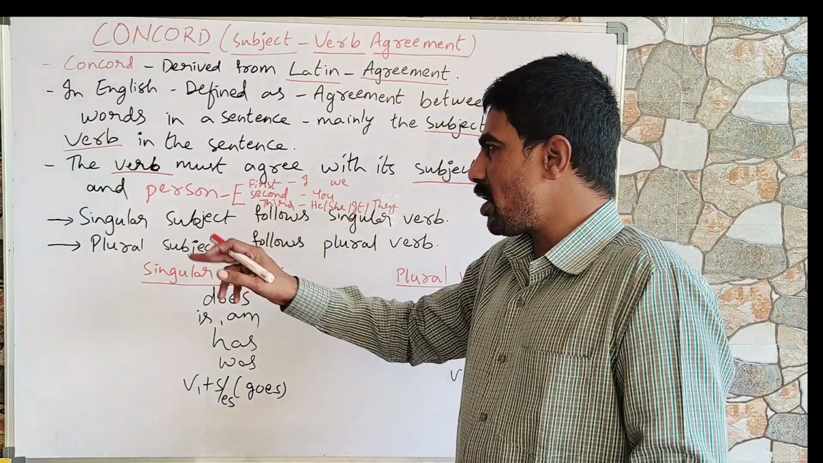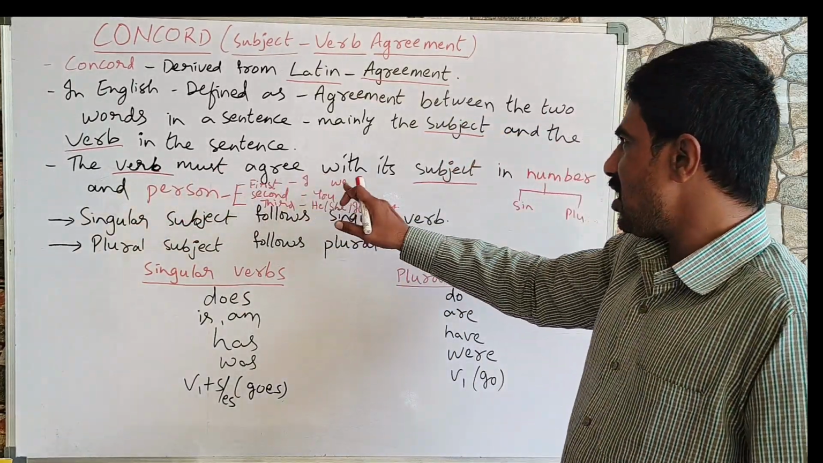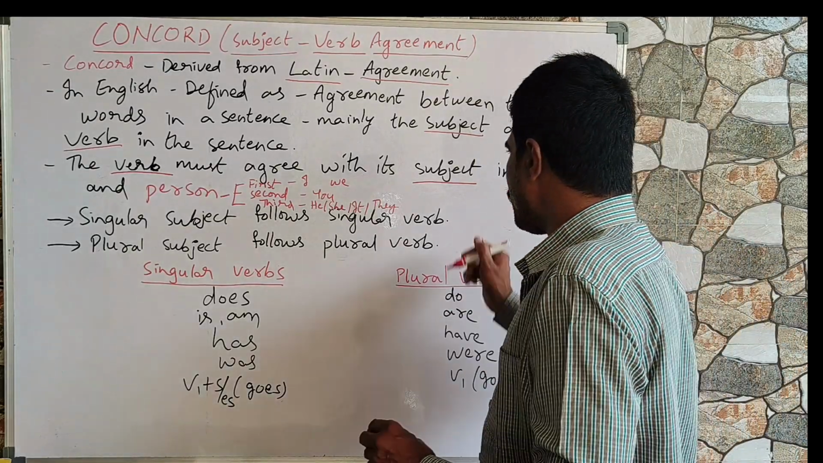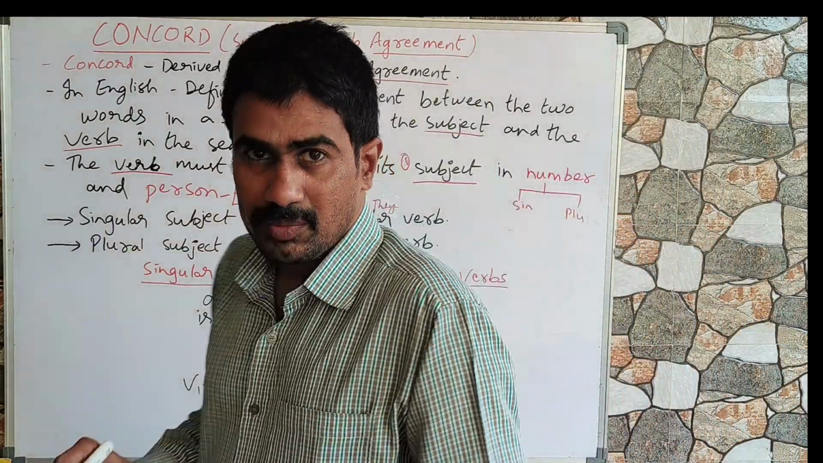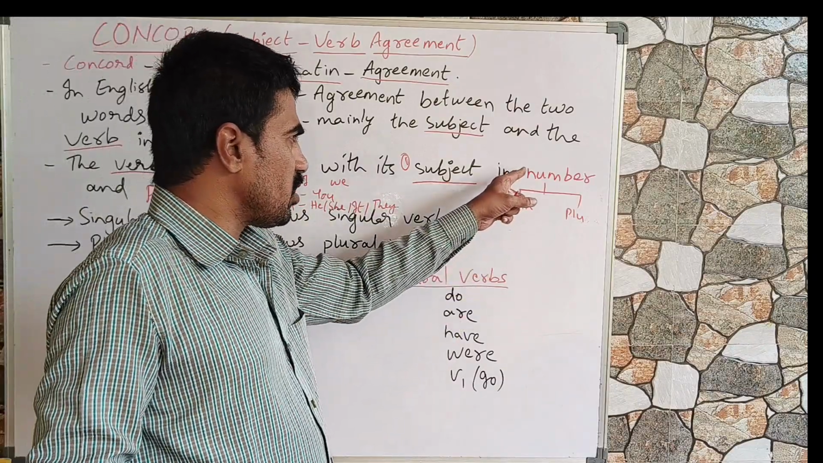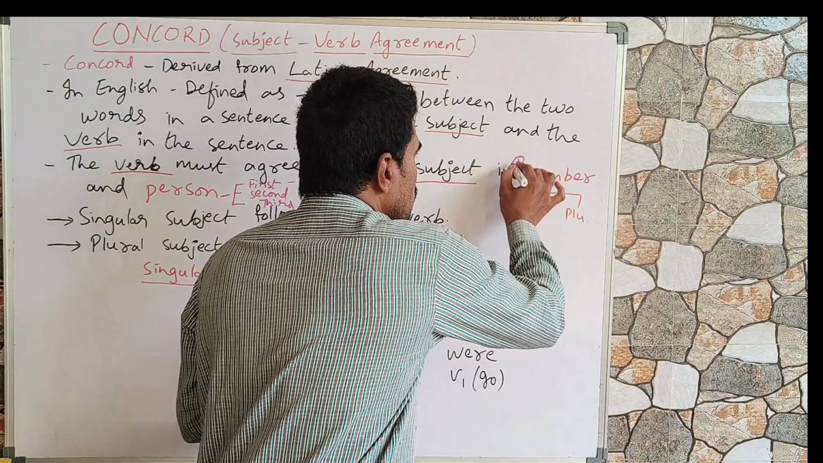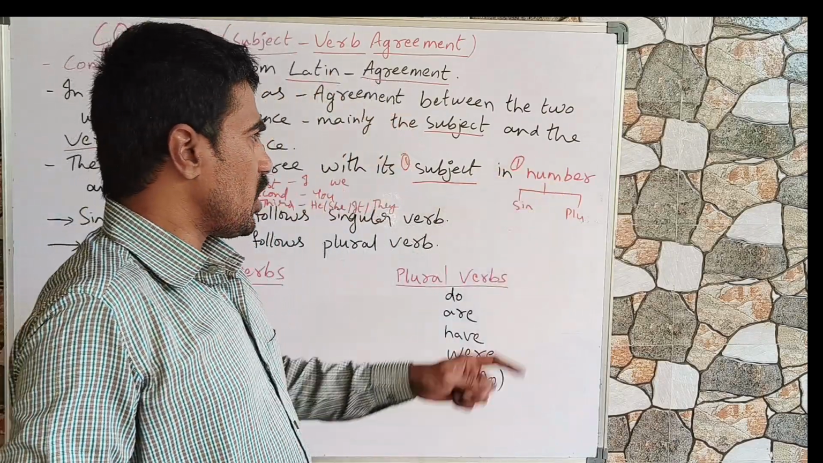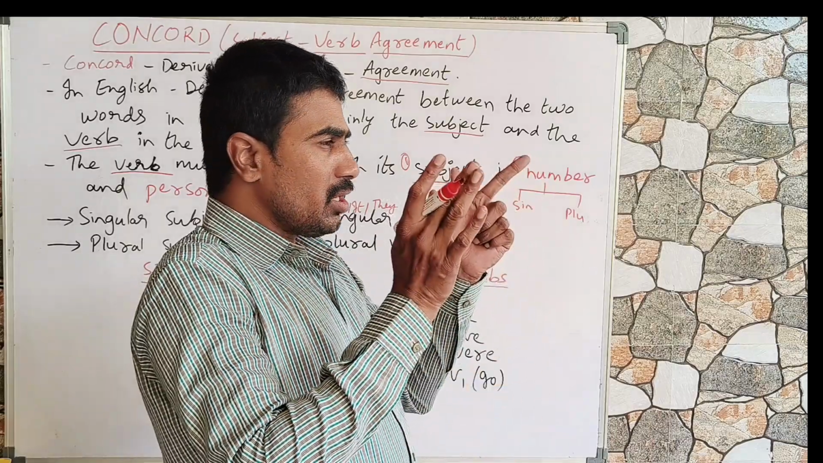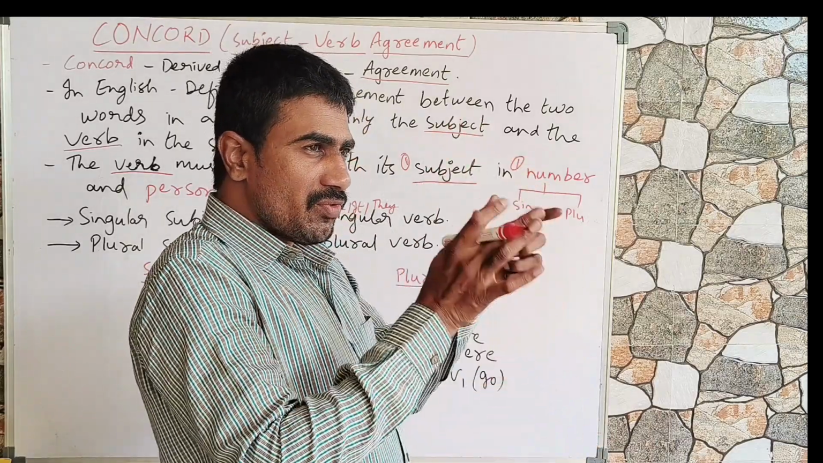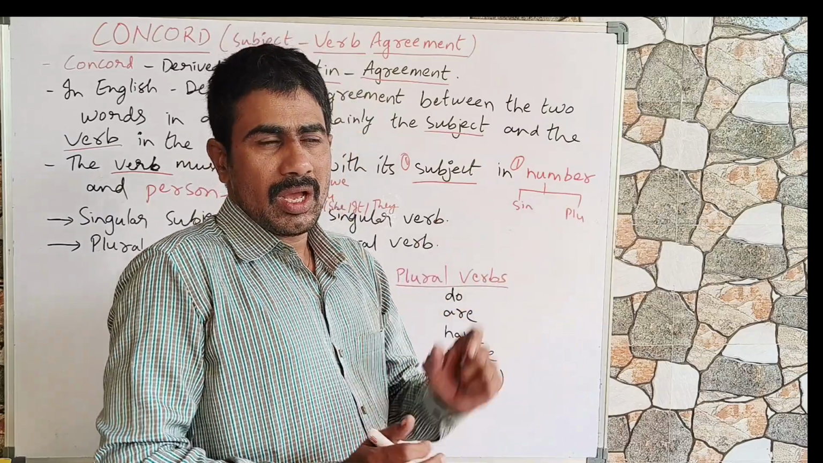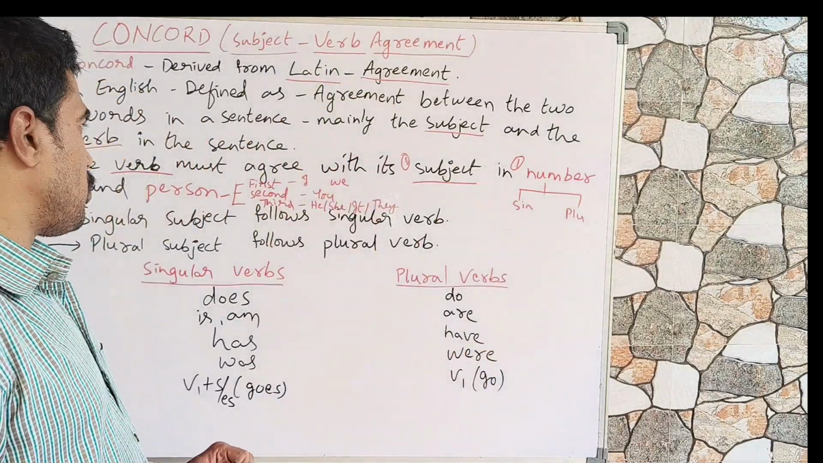And if you look at it, the verb must agree with its subject in two aspects. The first one is about the number. In the subject, we have the noun number. The noun number talks about singular and plural. So generally, if the subject is singular, the verb is going to be singular. If the subject is plural, the verb also should be plural.